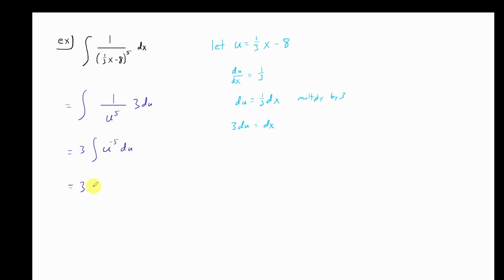And we can integrate using the power rule. Add 1 to the power, divide by the new power. And now that we've integrated, we can substitute back. I'm going to rewrite 3 times u to the negative 4th over negative 4 as a negative 3/4 times this. And I'm going to replace the u with a 1/3 x minus 8, all raised to the negative 4th. And that looks good enough.